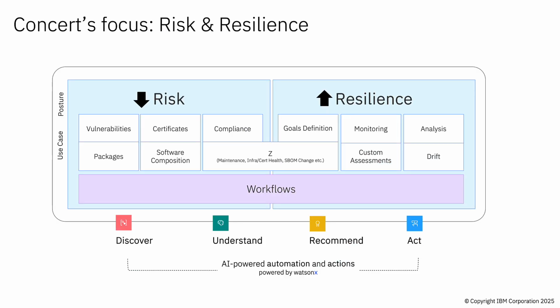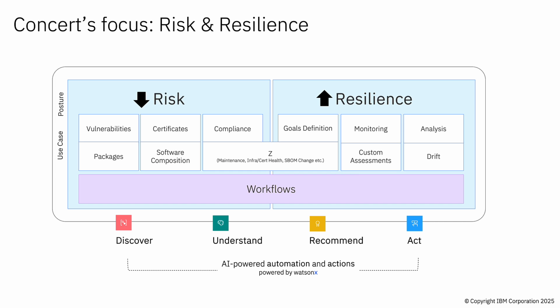The two main goals of the platform are to reduce risk and improve application resilience. Both are essential to keeping your applications running smoothly and reliably. Each of these areas includes specific use cases. Under risk is vulnerabilities, certificates, compliance packages, and software composition. And under resilience is goal setting, monitoring, analysis, customer assessments, and drift detection.